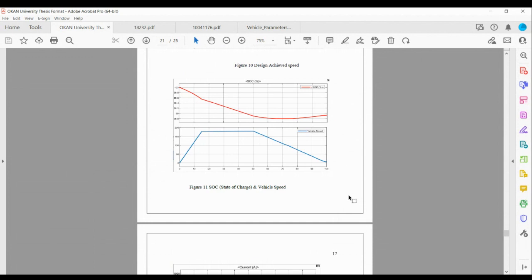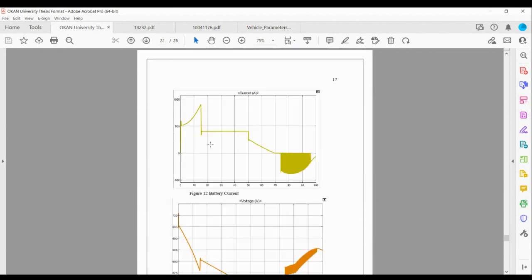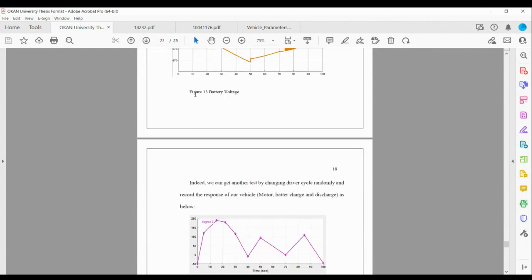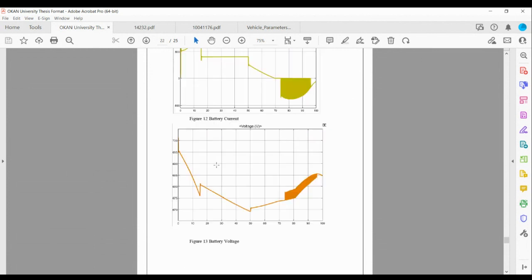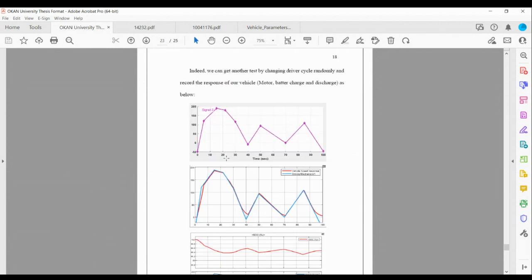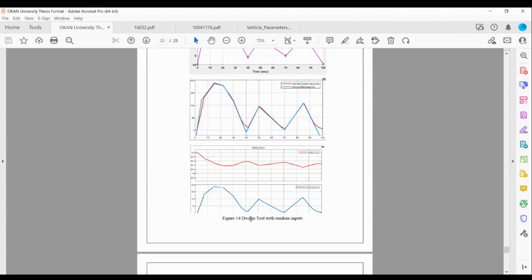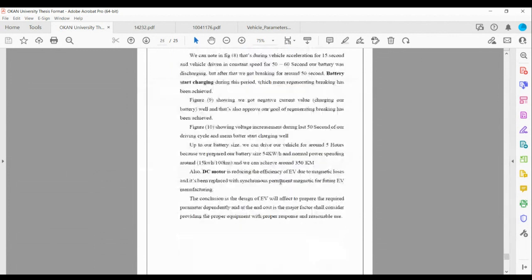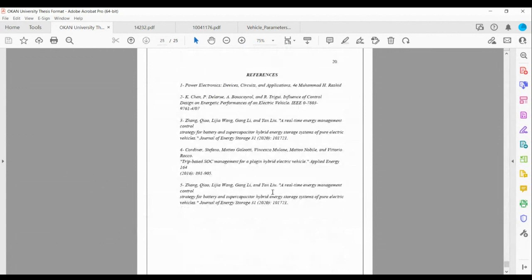Also state of charge changing, depends on the vehicle speed. Current variation, also voltage variation, battery voltage variation. Battery voltage depends on the battery state of charge. Also another design set with random inputs. You can use the random input, but I recommend you again driving cycle, summary control, and references.